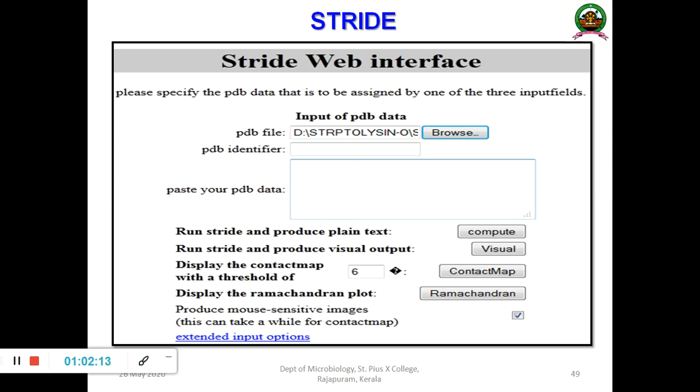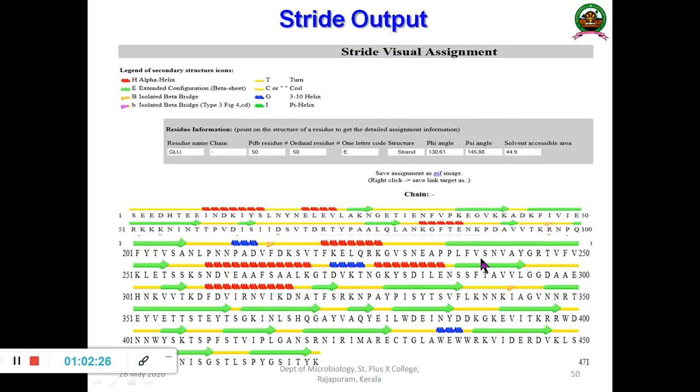You can simply paste, or browse and upload the structure over here, and simply click these visuals, and you will be getting a beautiful output like this. Here you can see individual amino acids. Then there is a box, and when you move your mouse over it, it will display the psi and phi angle of every amino acid here. Okay, since it is a screenshot, it is not showing that one.